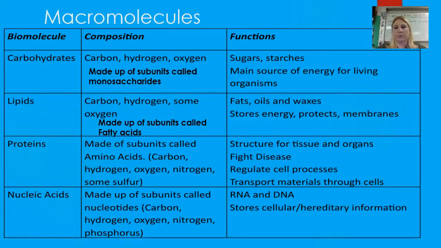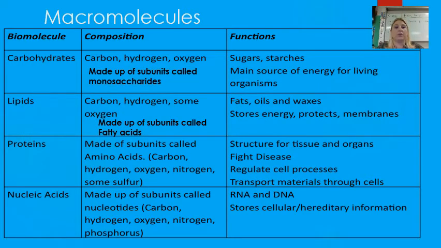They also form structures for our tissues, like our muscles and organs. They help us fight disease. They regulate our cell processes. We have special things called enzymes that speed up chemical reactions. Those are proteins. They also help to transport materials through our cells, so they're super duper important.